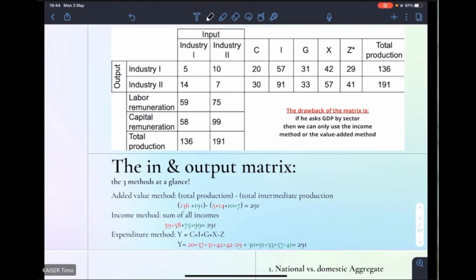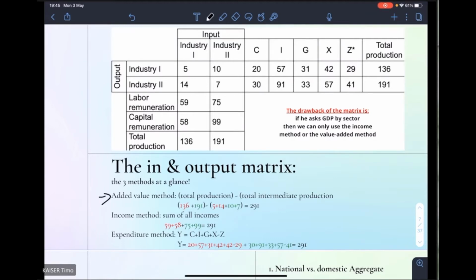Let's move on to the next slide, namely the input and output matrix. Well, this input and output matrix is actually just a quite convenient way to calculate GDP with the three different methods, because here you have summarized all of the different numbers that we need for the calculation of this. I hope you're all familiar with it by now. However, I give you a small explanation of it with the three different methods to use.